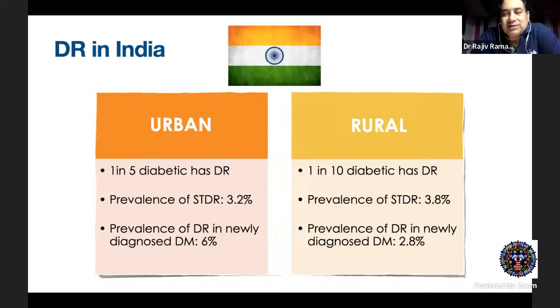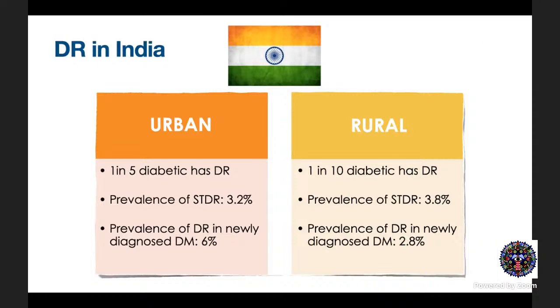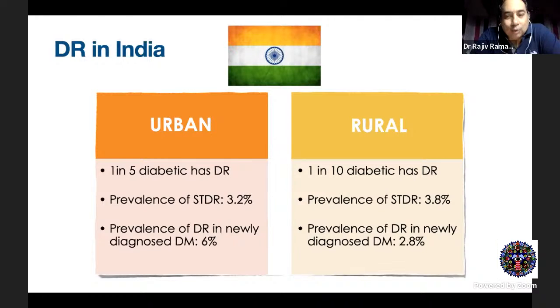However, once a person is diabetic, it doesn't matter whether he is rich or poor, low socioeconomic or high socioeconomic. The risk of having diabetic retinopathy seems to be the same. And the prevalence of retinopathy in urban area is nearly 1 in 5 as compared to rural, where it is 1 in 10. The prevalence of retinopathy may be low in the rural areas, but the prevalence of sight-threatening retinopathy, which includes severe non-proliferative diabetic retinopathy, proliferative diabetic retinopathy, and diabetic macular edema, seems to be the same across urban and rural population.